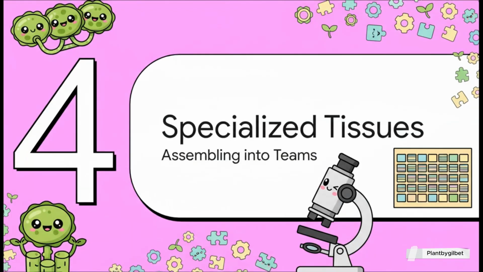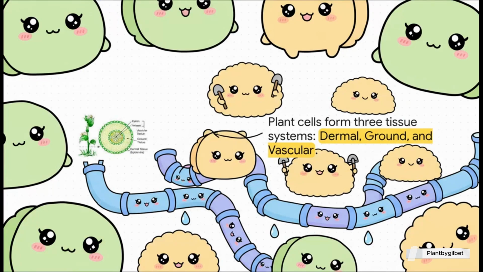Okay, so we have these incredible, all-powerful cells, but they don't just work alone. Now let's see how they organize themselves, how they assemble into specialized teams to get the bigger jobs done. These teams are called tissue systems, and there are three main types. The easiest way to think about them is like this. You have the plant's skin, its body, and its plumbing. So you've got the dermal tissue on the outside, the ground tissue filling everything up on the inside, and the vascular tissue running through it all like a network of pipes.